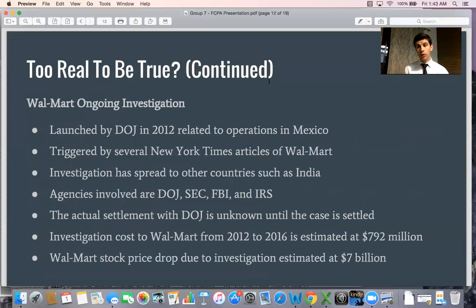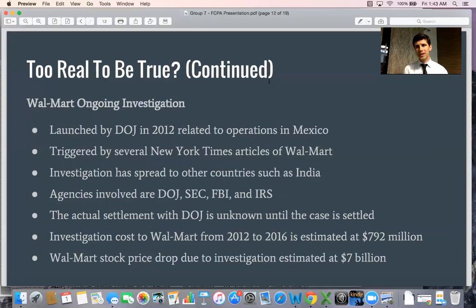This is an ongoing investigation right now. This is Walmart, and it is very interesting. Here we're going to go through in detail how things happen, how this process takes place. So this was launched in 2012, related to Walmart's operations in Mexico. And it's very interesting how it started.